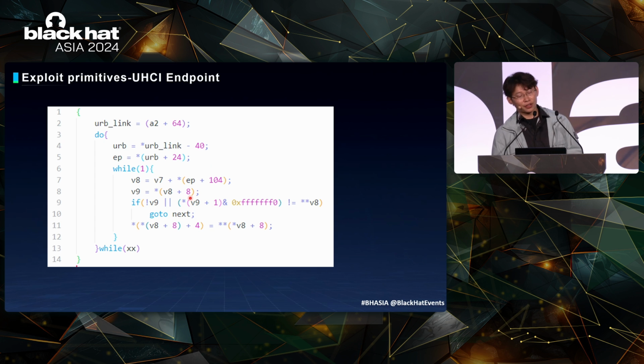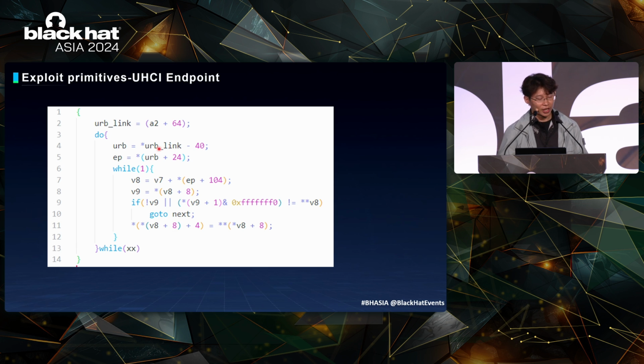Fortunately, I finally found a way to achieve arbitrary address writing, which is in the function of UHCI for reading data from URB. I cut down unimportant code. A2 is the endpoint structure. The first step gets the URB structure, then gets the endpoint structure again from the URB structure. Later, it gets a pointer from the endpoint structure and gets a value from V8. If this condition is okay, a 4-byte assignment will follow.